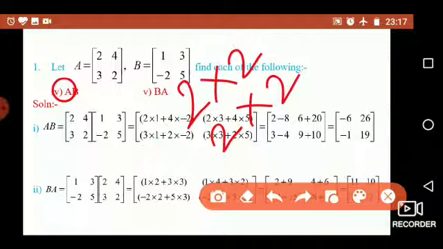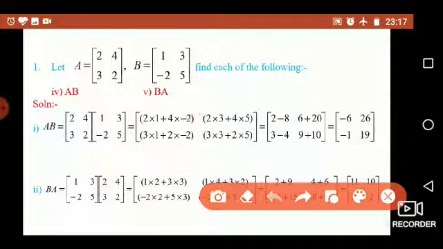Therefore, let me start finding the product AB. The first matrix A contains the elements 2, 4 and the second row elements are 3, 2. The second matrix has first column elements 1, minus 2 and second column elements 3, 5. Since matrix multiplication is always row by column wise, for the first row with the first column, corresponding elements of the row and column get multiplied and added. Therefore, 2 into 1 is 2, plus 4 into minus 2. Their product will be 2 minus 8, that gives minus 6.